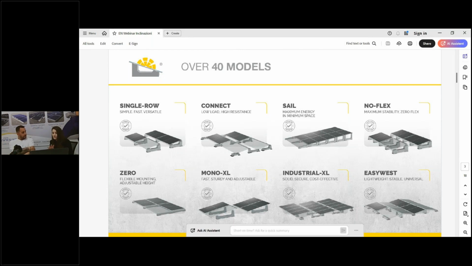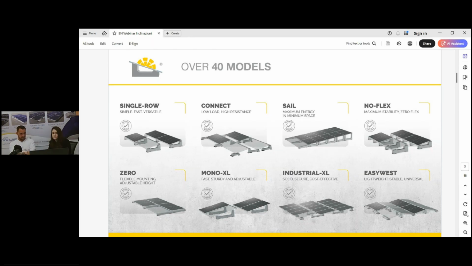Just to mention all our systems: we have the singular system, which goes from 0 to 30 degrees. We have the connect system that has 5, 10, 15, 20 and 30 degree inclinations. We have the sail system that has 2 options, 5 degrees and 10 degrees. The 5 goes up to 6 consecutive rows, and the 10 goes up to 3 consecutive rows. We have the no flex system that is just a single row, but we add a central ballast. So we have all options from 3 to 30 degrees. We have the 0 degree system.